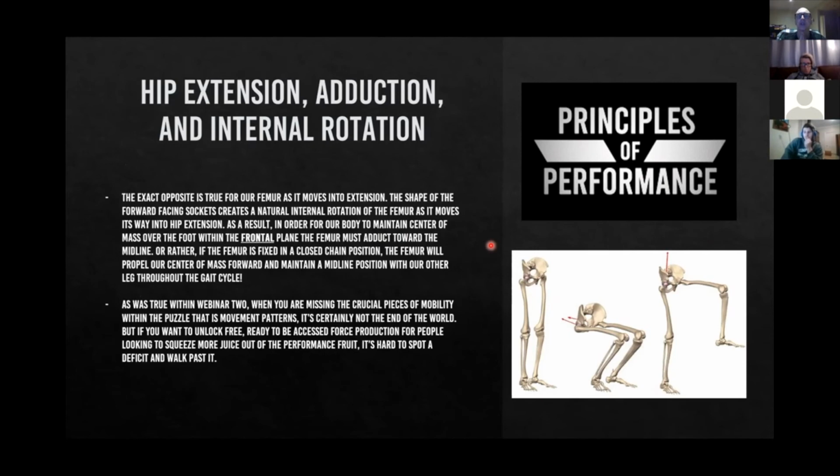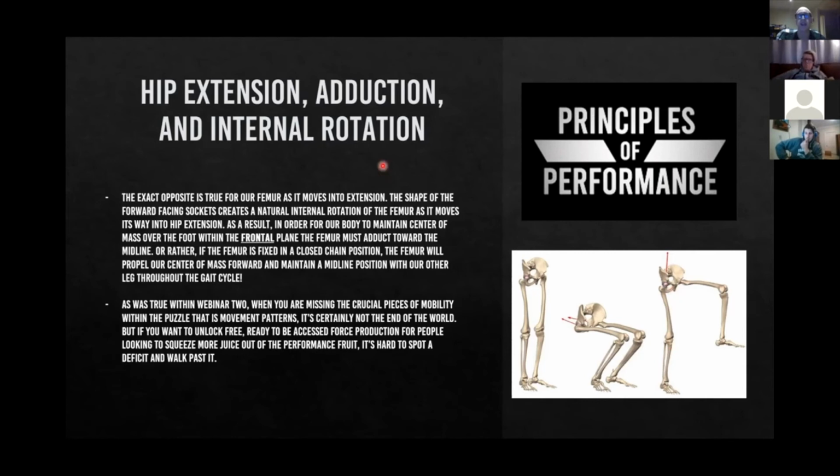You say again, sorry? Yep. When would the femur be fixed in a closed chain position when we are in an extended, adducted, and internal rotated position? Closed chain. Let's take this position, tilt it forwards 45 degrees, like a hinge. So when we're running, this hip will be in a closed chain hip extension, adduction, and internal rotation moment.